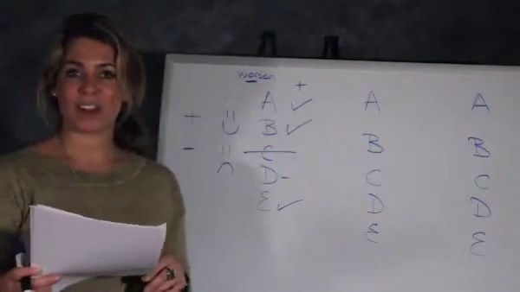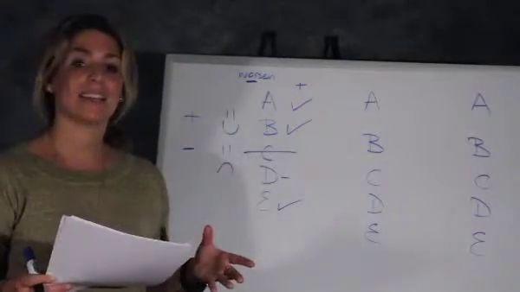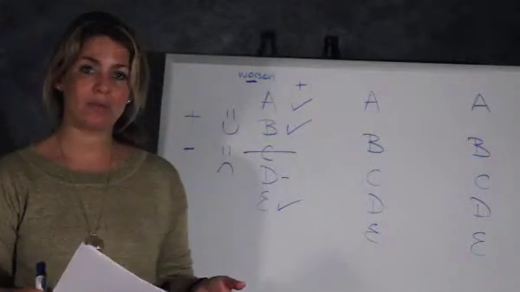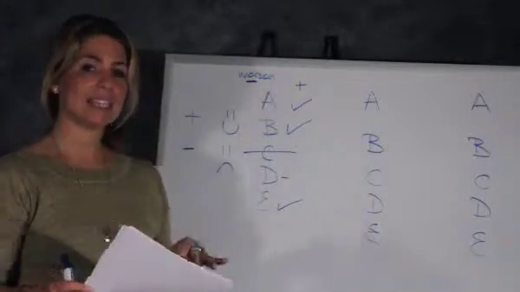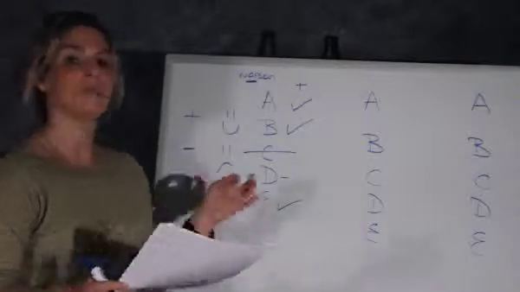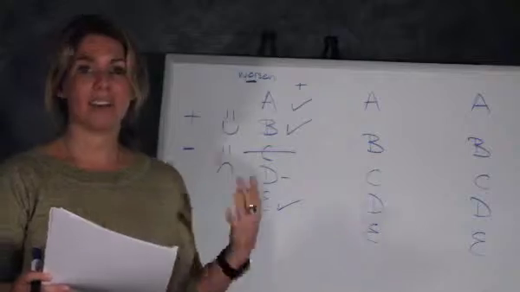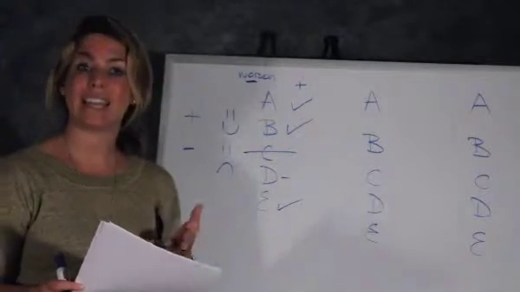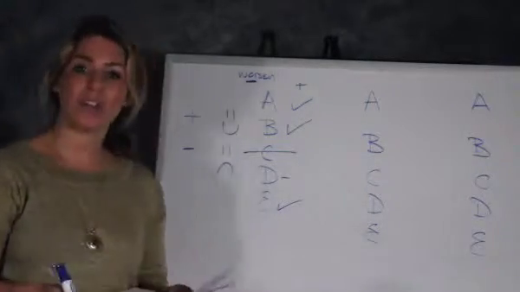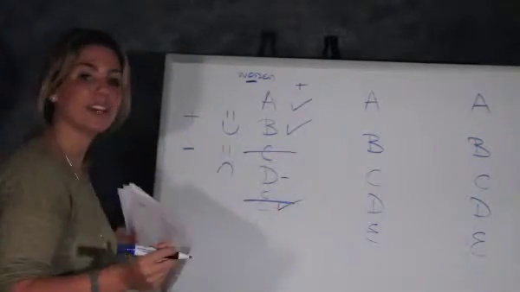So starting with letter E, we have validate. Now validate might be a word that you don't know. So if that's the case, you're going to put a question mark here and leave it at the end. But valid, the first portion of that word, is definitely positive, so validate is the verb form and is also positive. So we can now get rid of this since we're looking for a negative.